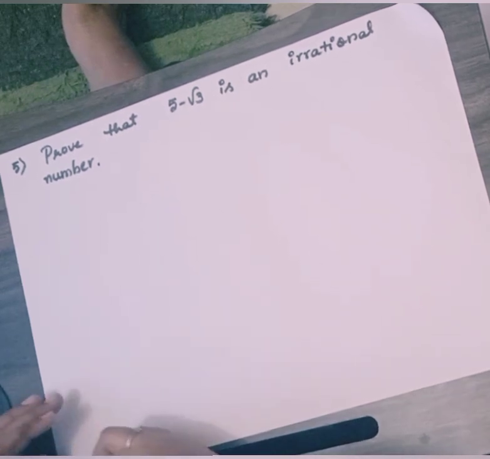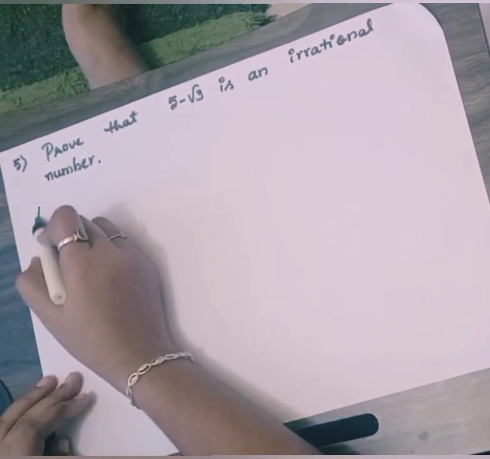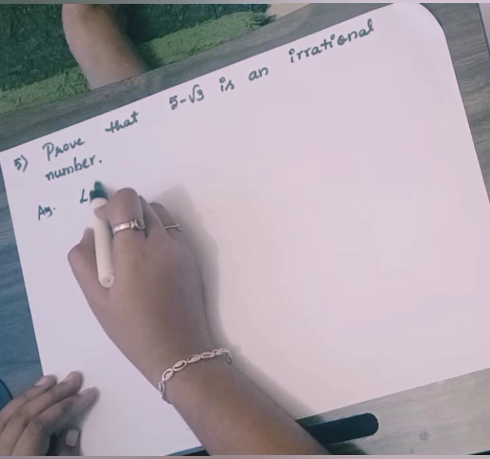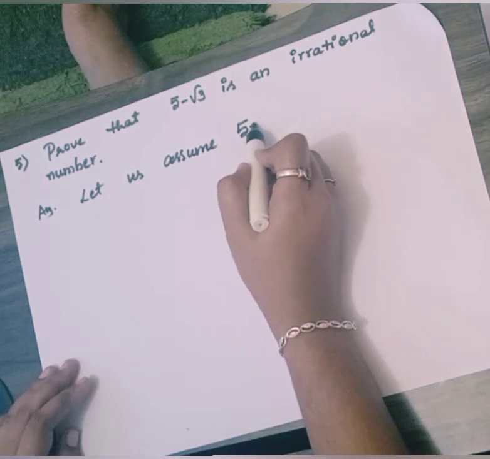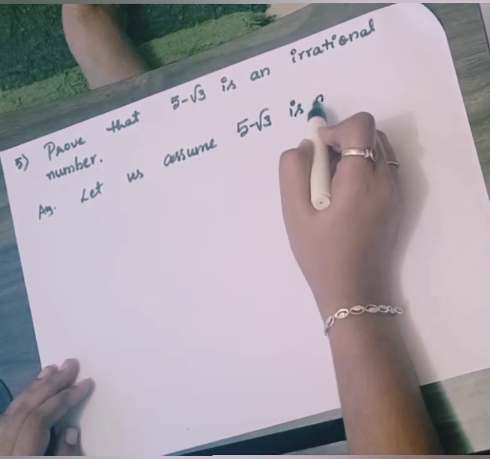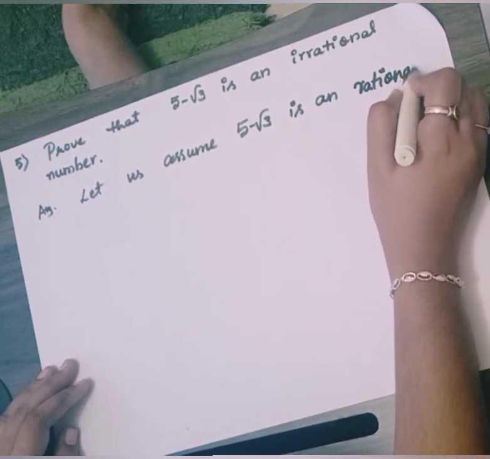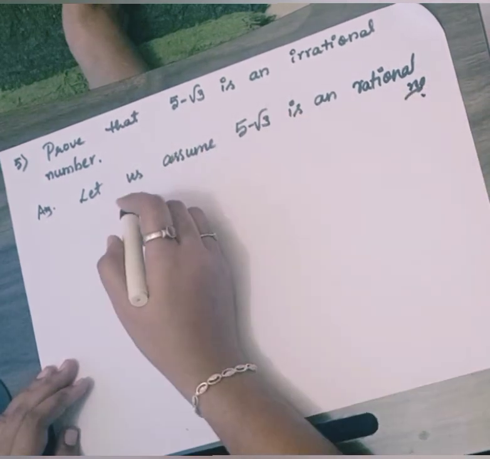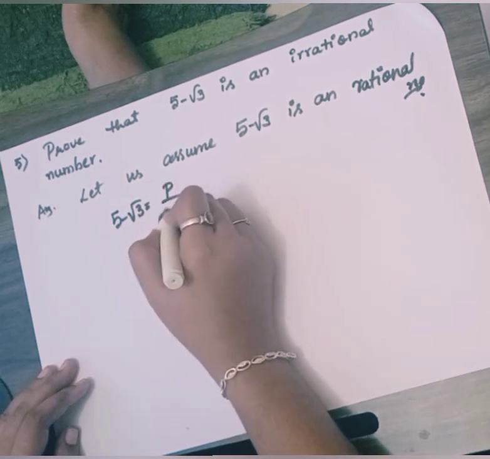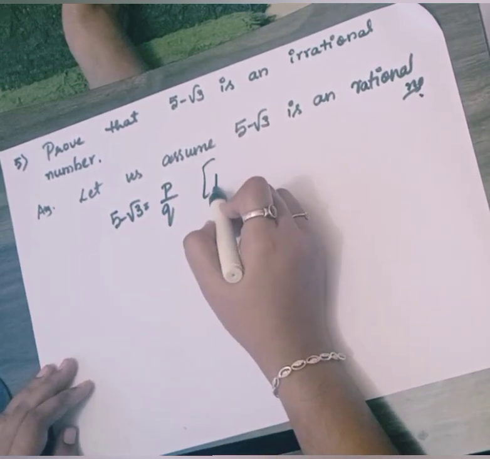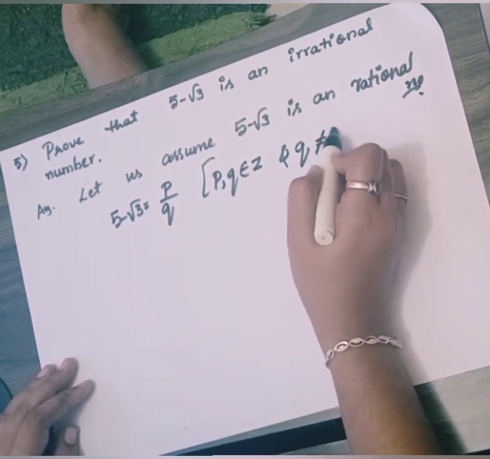Fifth question, prove that 5 minus root 3 is an irrational number. So in this, first of all we need to do the assumption. So let us assume 5 minus root 3 is a rational number. So if it's rational number means what we will get? So 5 minus root 3 is equals to p by q, because it needs to be in the form of p by q, where p comma q belongs to z and q is not equal to 0.